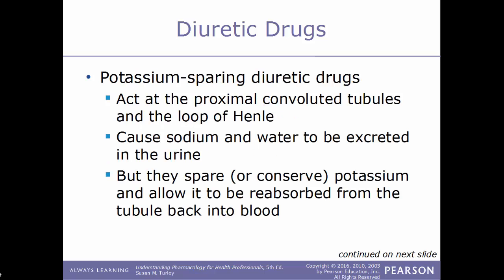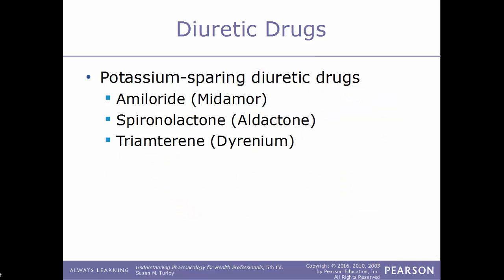Another category of diuretics are potassium-sparing diuretic drugs. These will act on the proximal convoluted tubule and the loop of Henle. Now, these cause sodium and water to be excreted into the urine, but they conserve or spare potassium and allow it to be reabsorbed back into the blood. Some common examples of this category: amiloride, sold under the name Midamor; spironolactone, sold under the name Aldactone; and the last one here, triamterene, sold under the name Dyrenium.